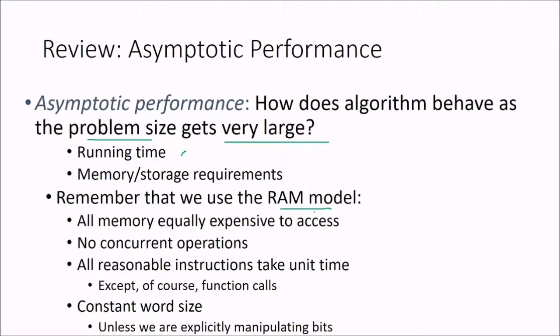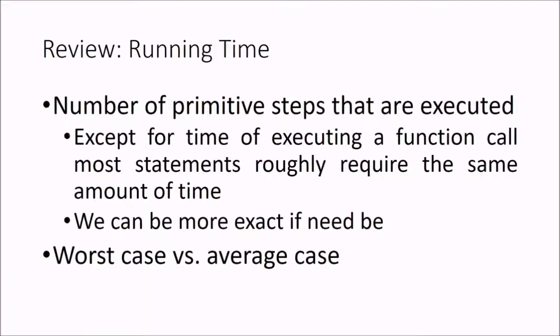that all memory is equally expensive to access. There are no concurrent operations on instructions, which we assume to be reasonable. They take a constant or unit time, order of one. And whenever a function call is there, we'll talk about that. Then constant word size, that means for every instruction we have the word size as constant.